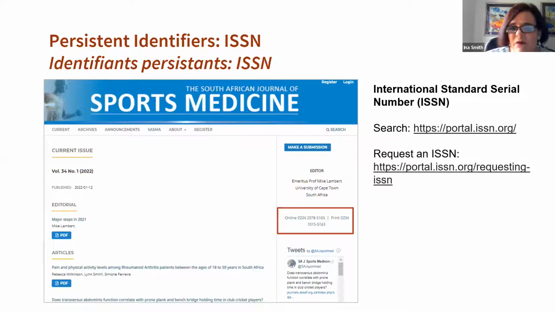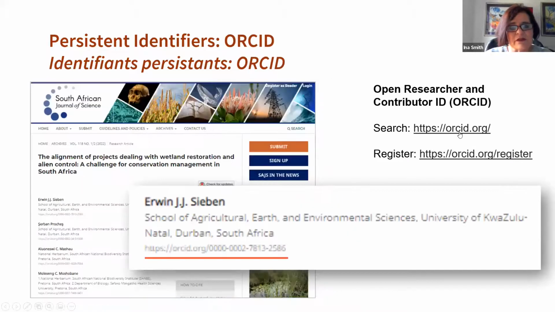So please note that the two ISSNs are different because it's in different formats. And if you're not sure what the journal's ISSN is, or you're in doubt whether you can trust the journal, and whether it really exists and whether the ISSN is valid, you can also search for an ISSN on this portal.